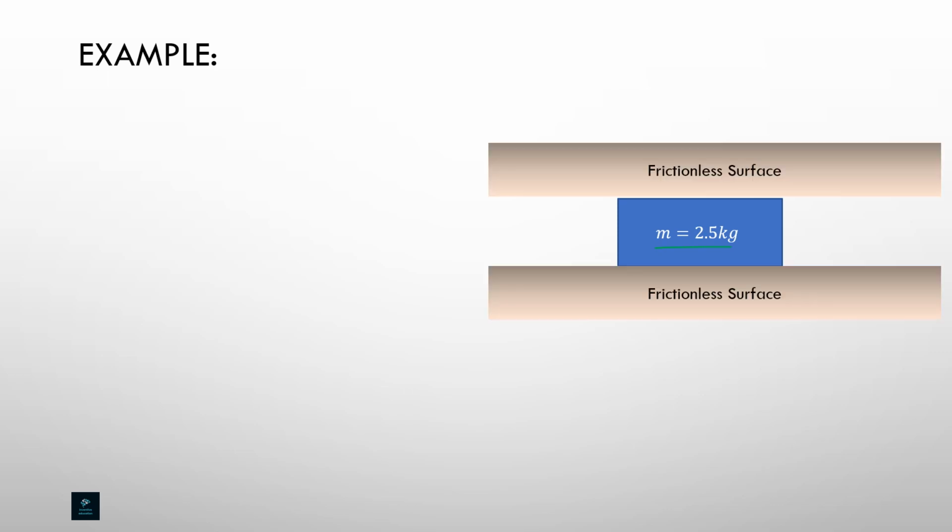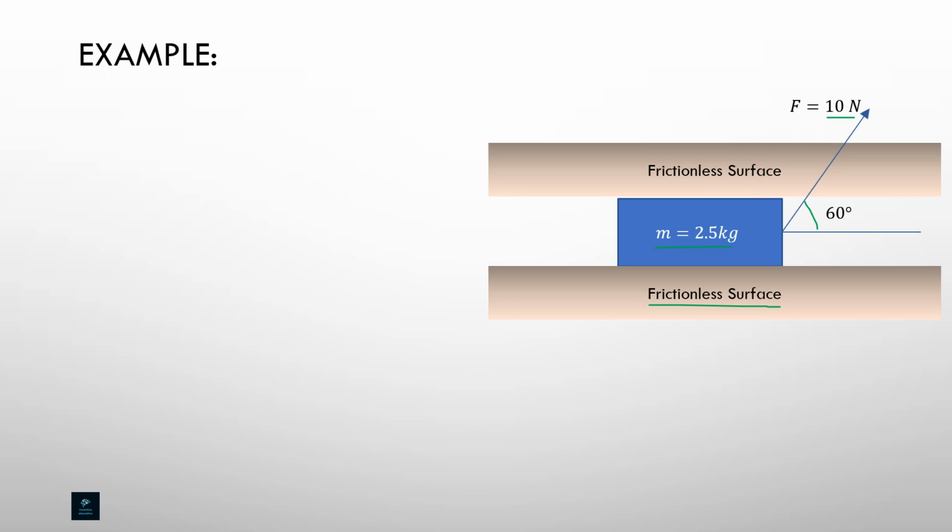We will take another example. Suppose that we have a body of mass 2.5 kgs sandwiched between two frictionless surfaces. Suppose that the force that is applied on this body has a magnitude of 10 newtons and it is making an angle of 60 degrees from the positive x direction. We now wish to calculate the acceleration that is produced in this body.